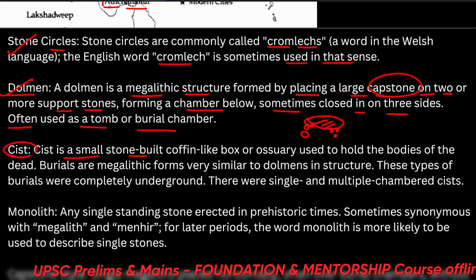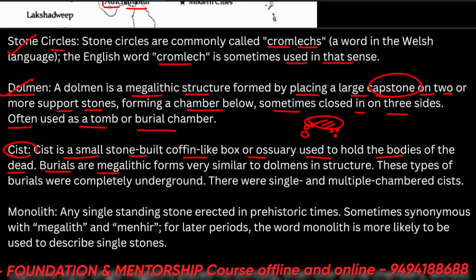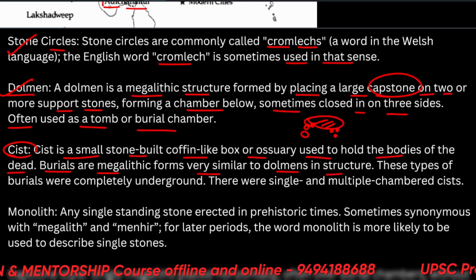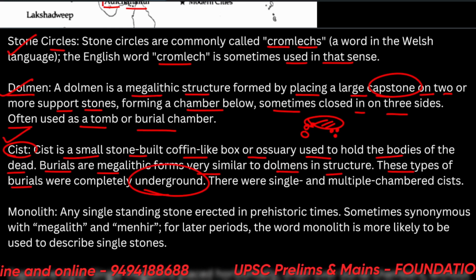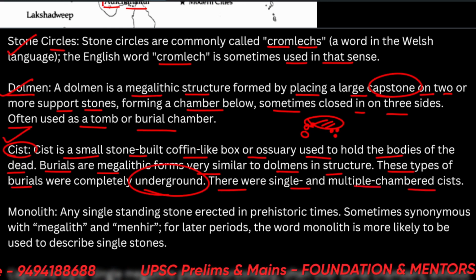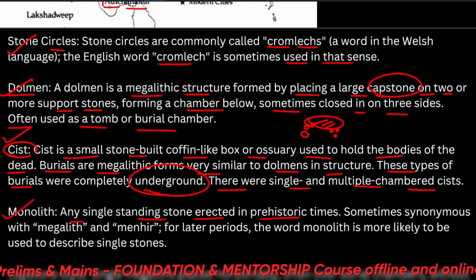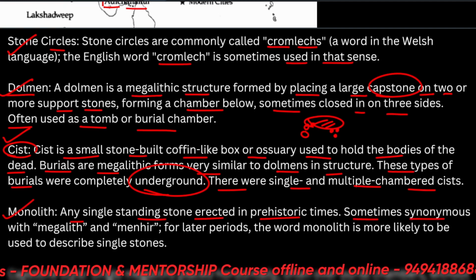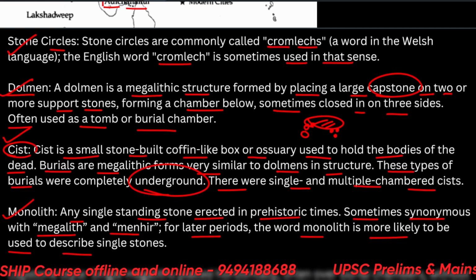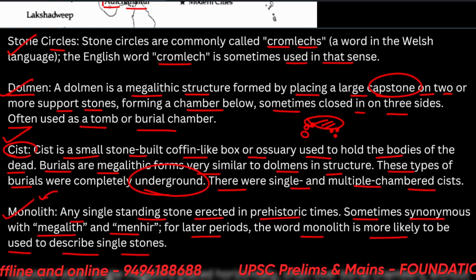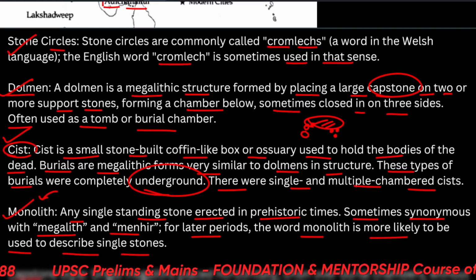One is cist. A cist is a small stone-built coffin-like box or ossuary used to hold the bodies of the dead. Cist burials are megalithic forms very similar to dolmen in structure. These types of burials were completely underground. So please remember about the cists, they are completely underground. There were single and multiple chambered cists. Alright, moving further, there is monolith. Any single standing stone erected in prehistoric times is known as a monolith. Sometimes synonymous with megalith and menhir in later periods. The word monolith is likely to be used to describe single stones. Mono means single. Capstone style, a single megalith placed horizontally, often over a burial chamber without the use of support stones.